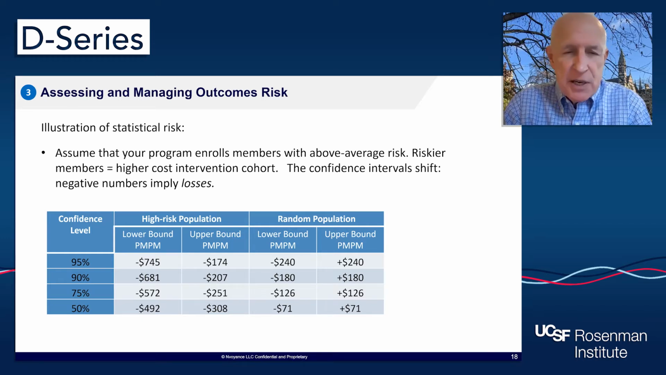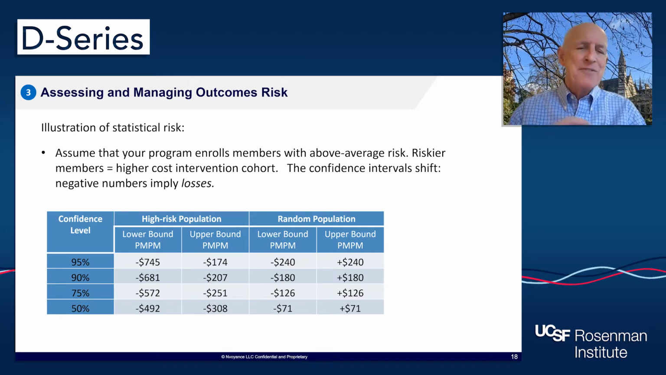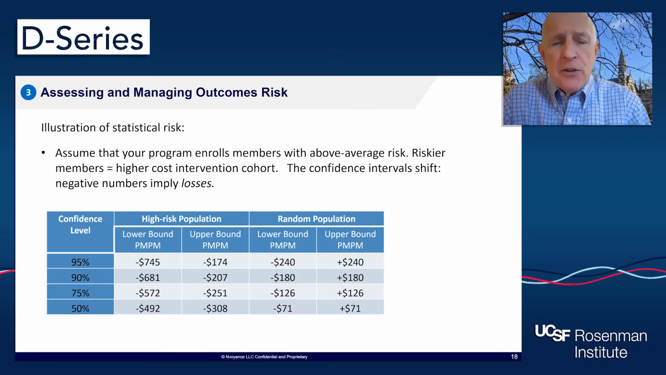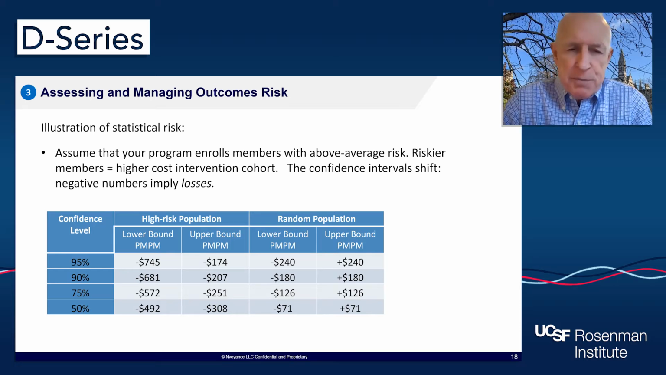Now we would expect that, again, because we're not doing anything with these people, we are not going to make a gain or a loss on the population, but because we were enrolling more risky people, we are finding that the whole distribution has shifted, and the lower bound of the distribution is now minus 745. So in 5 cases out of 100, you can expect to lose or appear to lose more than $745 per member per month. Now, in a risk-sharing contract where there's a downside risk, this would represent money that you have to pay back to the payer.